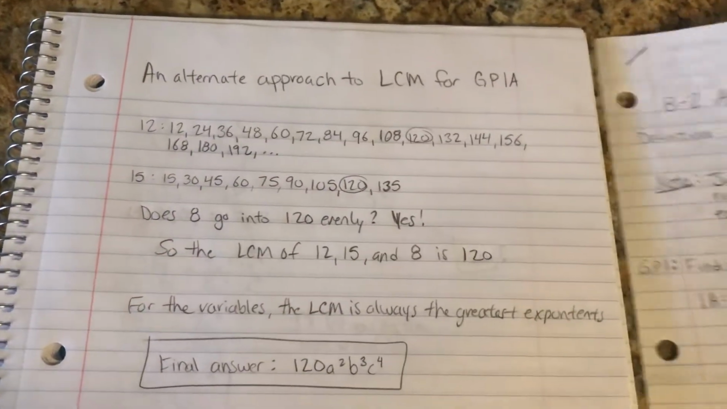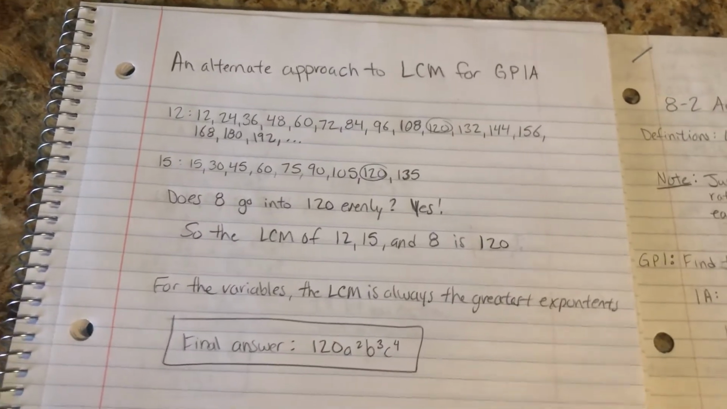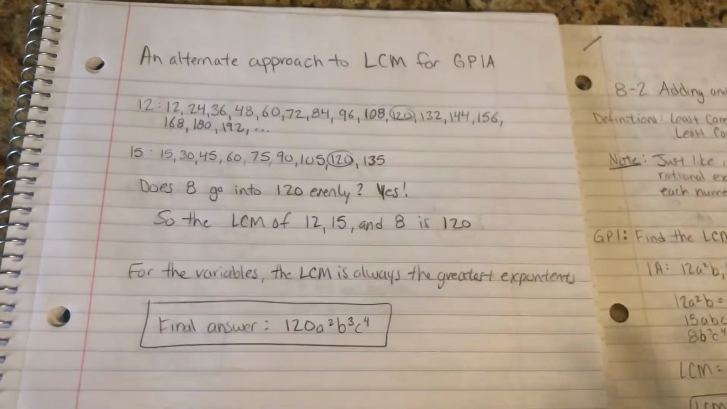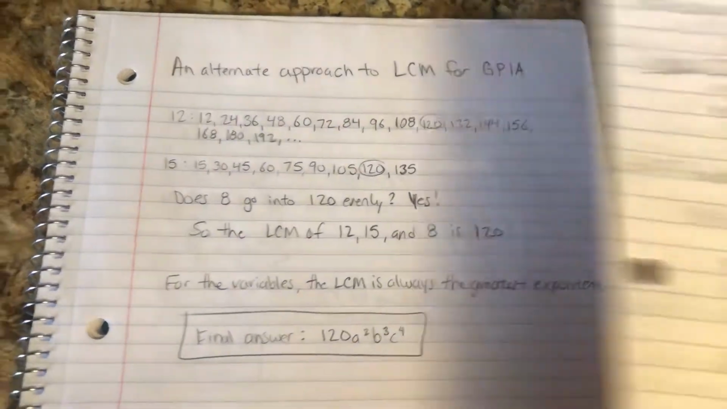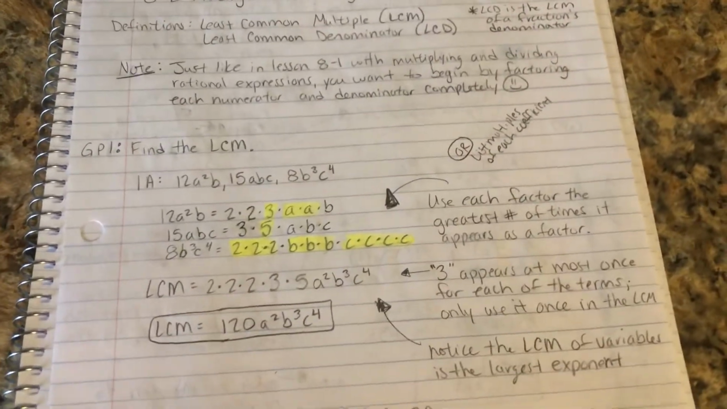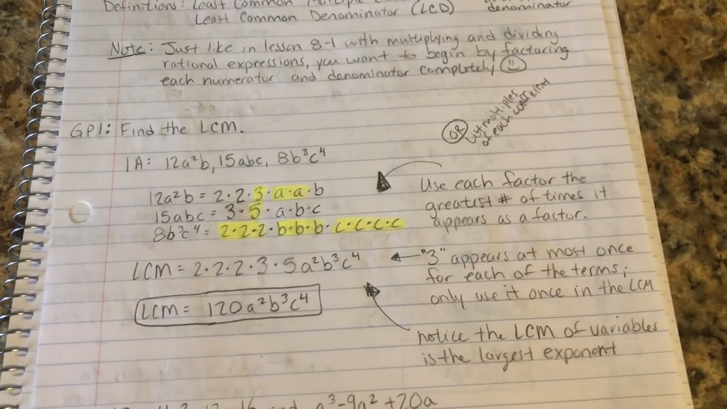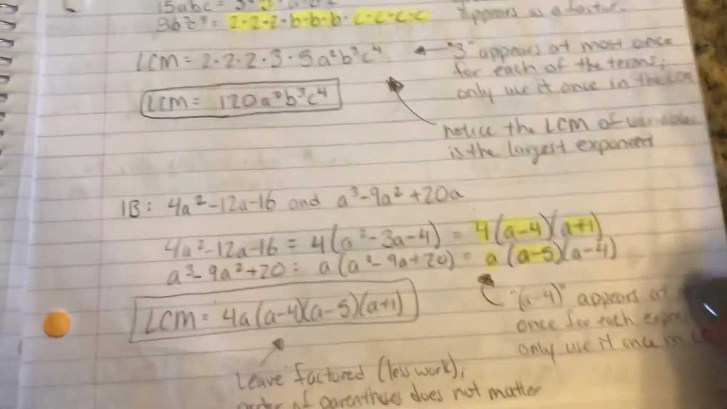Okay, that one's usually easier for students to understand, but then often students complain that it does require a little more work because you're listing so many numbers. So get to whatever comfort level you need to. Just remember, no matter which approach you take with the coefficients, the variables are always going to be the largest exponent. Okay, guided practice 1 part B.